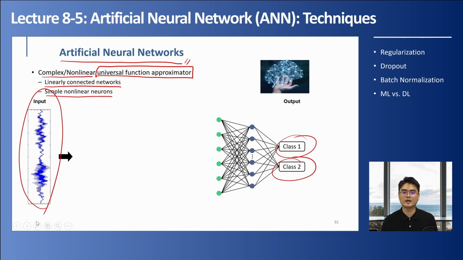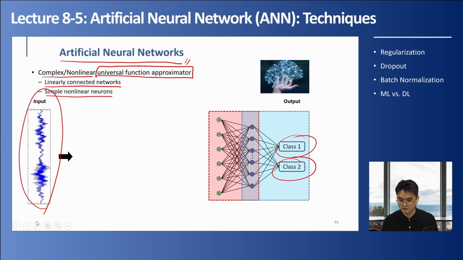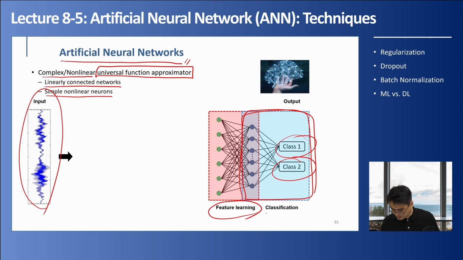What this neural network does is it first learns the features from the first until the last layers, and then it does classification in the last layers here. This could also be regression if we are doing a regression problem. So this is what artificial neural networks are doing.